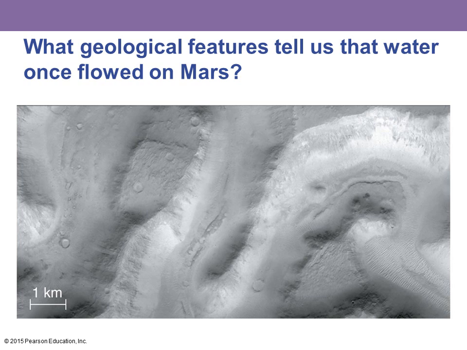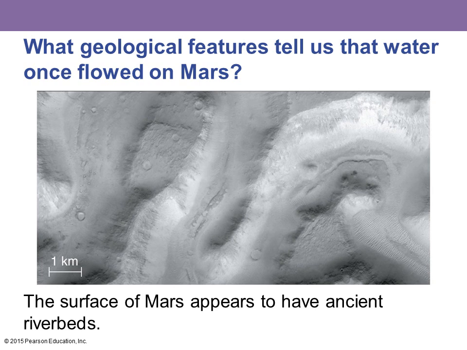This looks like some type of flow feature, a river flow feature with possibly some sediment that's filled in what appears to be a river channel. The same pictures are on page 188 of your textbook. So the surface of Mars appears to have these ancient riverbeds, these same U-shaped turns that the river takes. It's very similar to rivers that are on Earth.